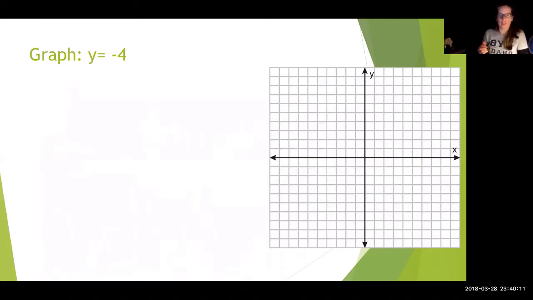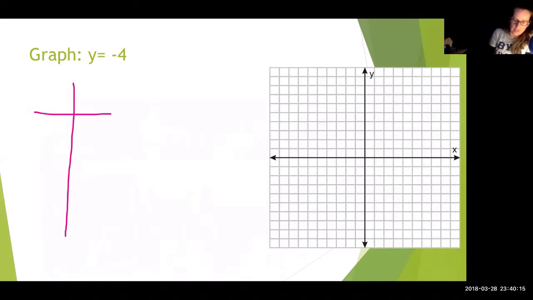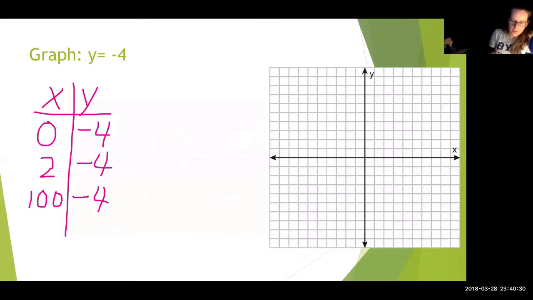Oh, we're going to graph y = -4. This one's nice. A lot of students kind of panic when they see this, but all this is that no matter what we pick for x, y is always going to be -4. So if we pick 2 for x, y is -4. If we pick 100 for x, y is -4. It doesn't matter what we pick for x, y will always be -4.